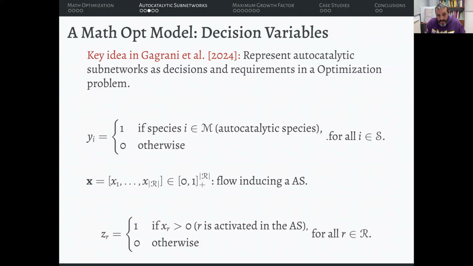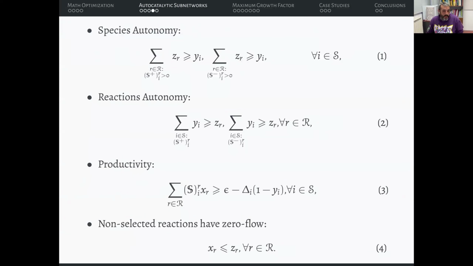Then maybe we can combine those elements, which are my decisions, by means of equations. If I use a y variable to decide whether the species is in the autocatalytic set or not, a c variable to decide whether the reaction is in the autocatalytic subnetwork or not, and an x vector to decide which are the flows for this subnetwork, just by combining them we can model this type of condition.